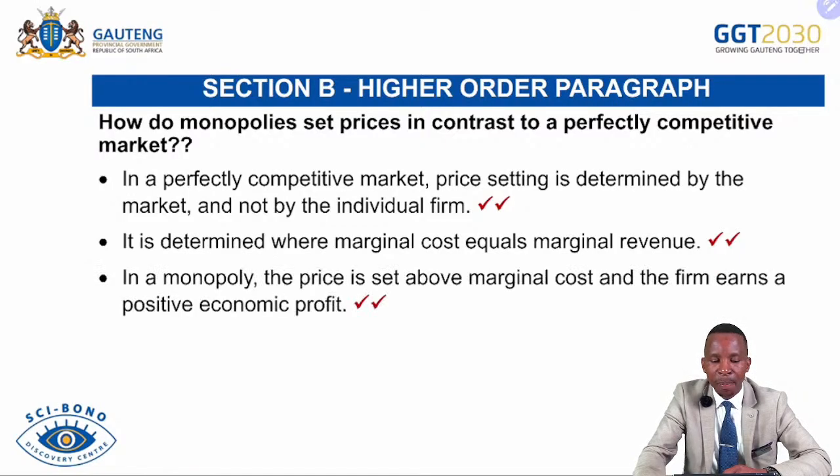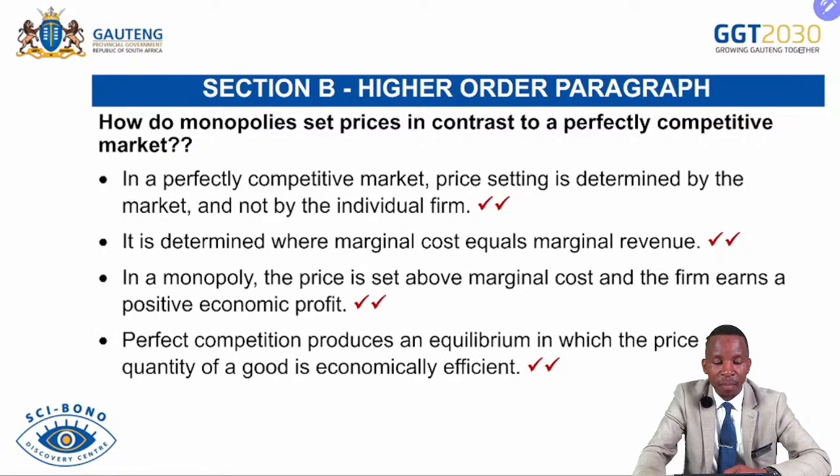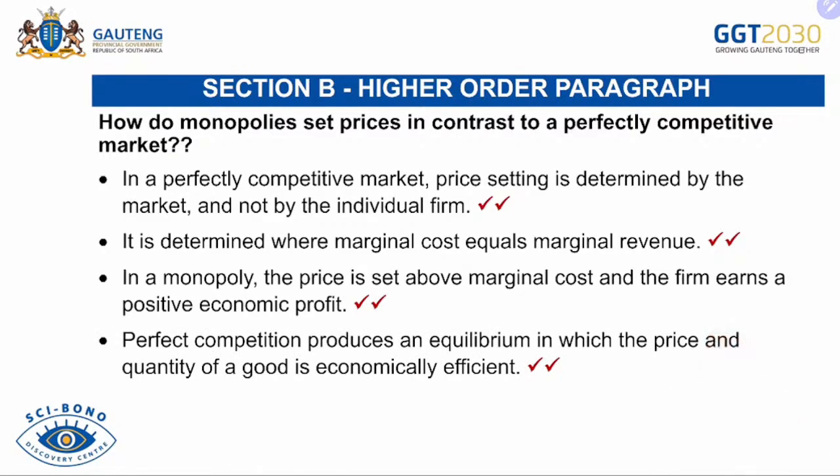In a monopoly, the price is set above the marginal cost and the firm earns a positive economic profit in both the short run and long run in that case. Perfect competition produces at an equilibrium in which the price and quantity of goods is economically efficient.